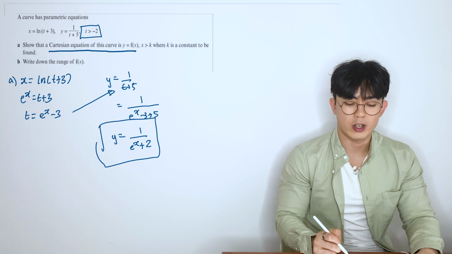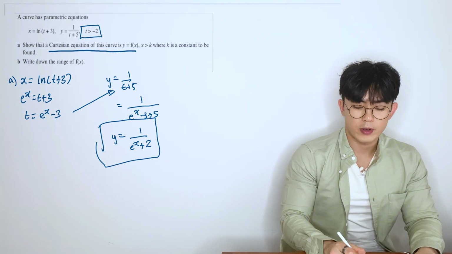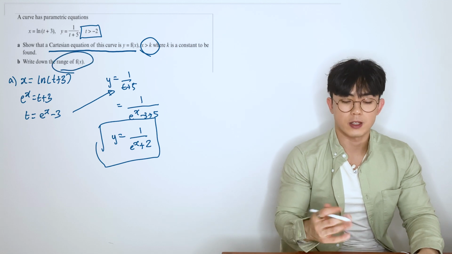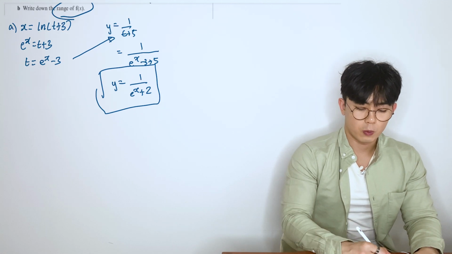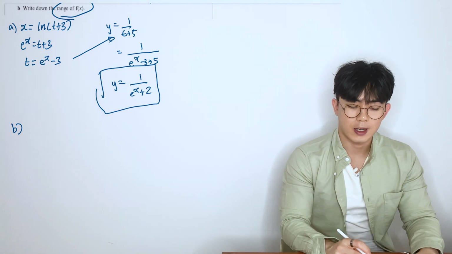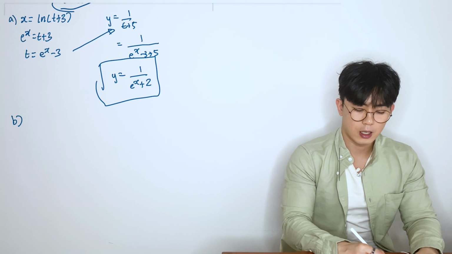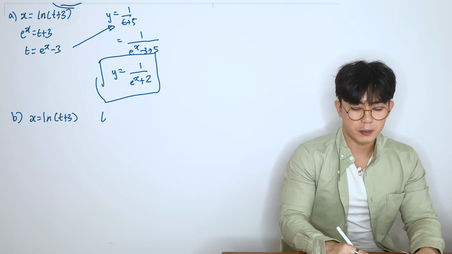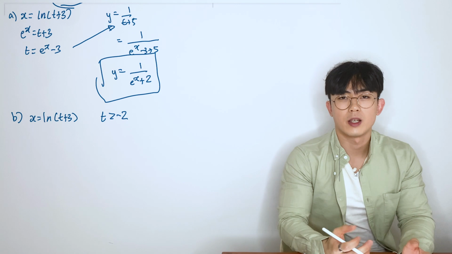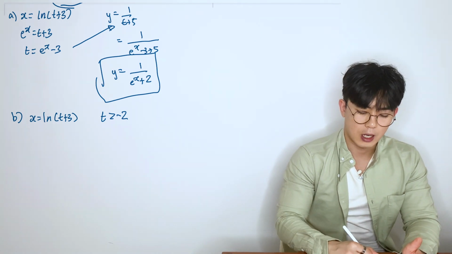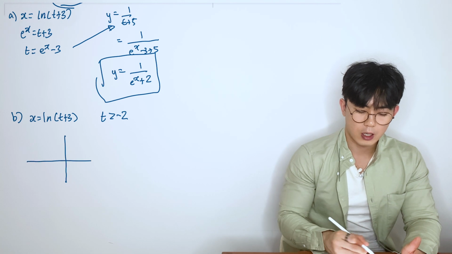So this part is fairly simple. They also want us to find the domain of the Cartesian, and in part B they want to find also a range, so we'll do that together. So once again, we know that the domain of the Cartesian is equal to the range of the parametric x. So for x is ln t plus 3, and t being bigger than negative 2. That's why I said we need to be able to draw all different types of graphs, because this is an ln graph, right? So we need to be able to sketch this as well.